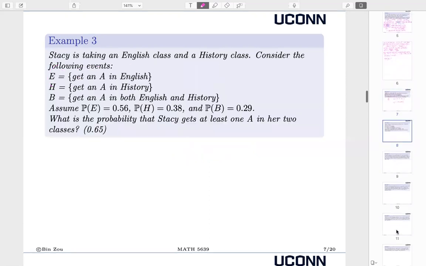So let's go to the next one. In example 3, Stacy is taking an English class and a history class. There are 3 possible events. E stands for an A in English class, H stands for an A in history class, B stands for both. And we know some probabilities here. We have E, H, and B. What is the probability that Stacy gets at least an A in her 2 classes?